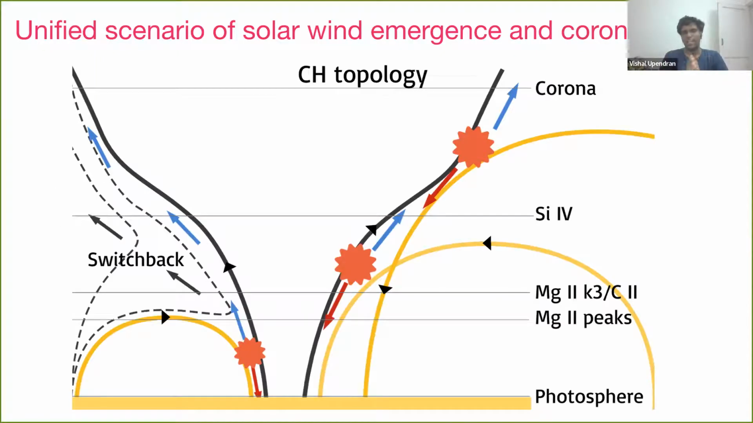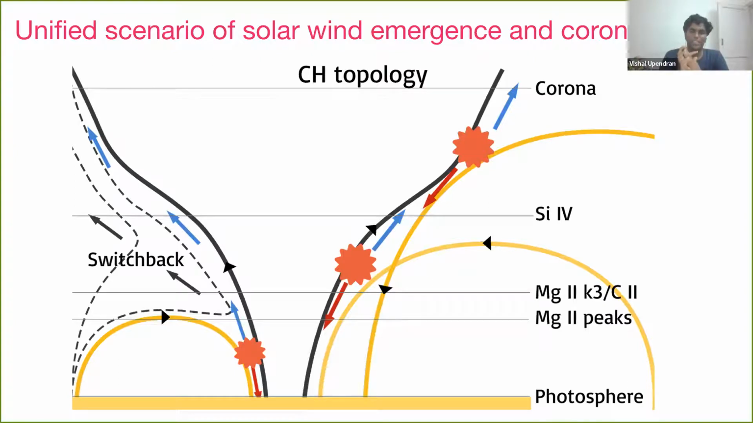So the unified scenario of solar wind emergence and coronal heating that we put forward is that in coronal holes, you have this excess open flux that is undergoing interchange reconnection with various closed loop fields at various heights. And this gives rise to impulsive events that drive bidirectional flows. The upflows are preferentially accelerated in this open field topology. And the consequence is that the plasma doesn't stay trapped, it just escapes. And so you have lesser intensity in the coronal holes.